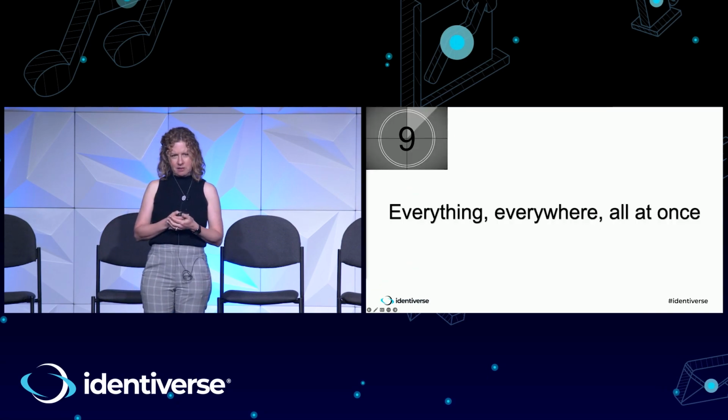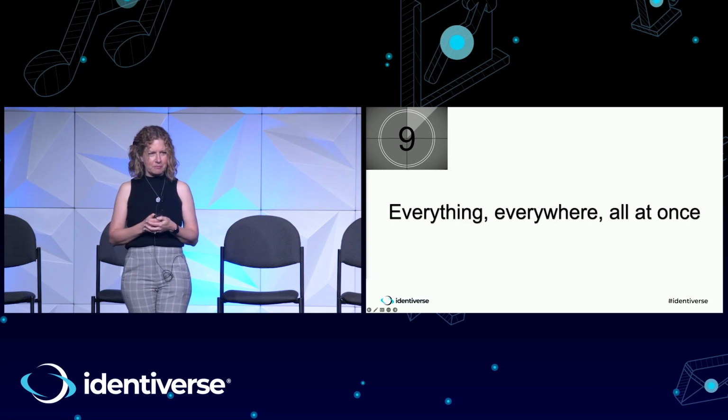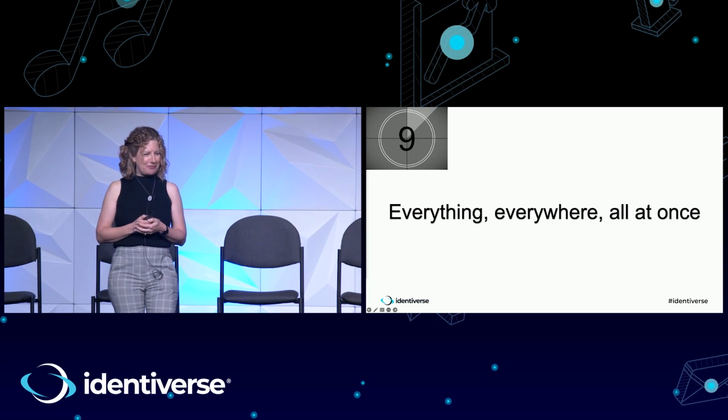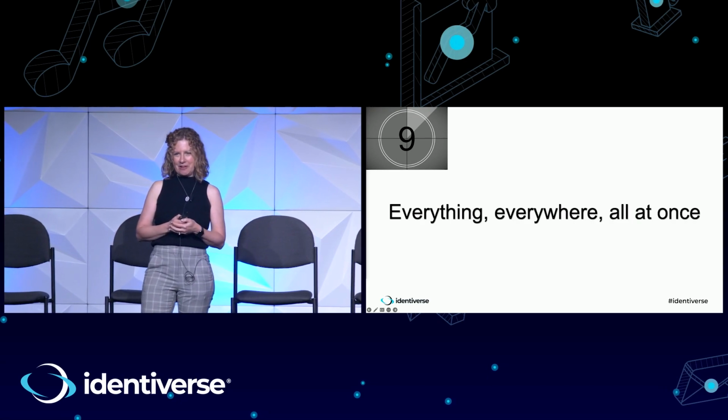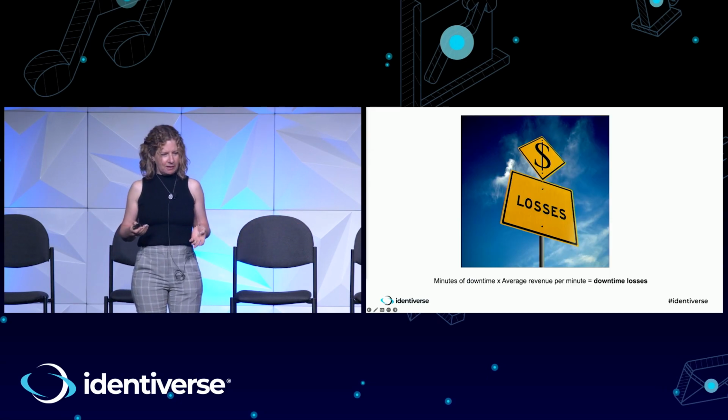Number 9, this should be self-evident, but everything, everywhere, all at once. Your systems, you've got to have the uptime. You can't have single points of failure. You've got to have systems in place that protect not only your digital estate, but really you're protecting value. Let's bring it back to the theme of this talk.